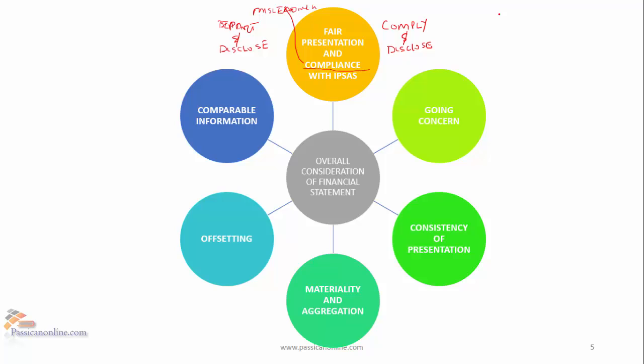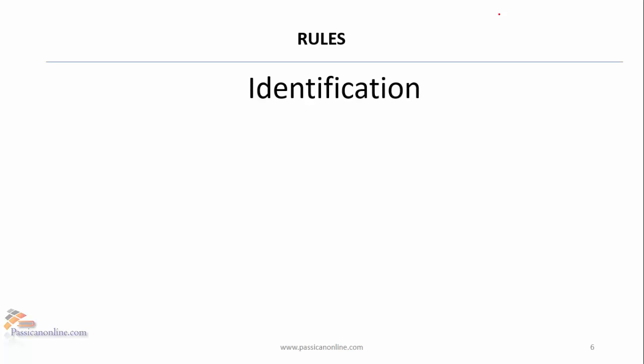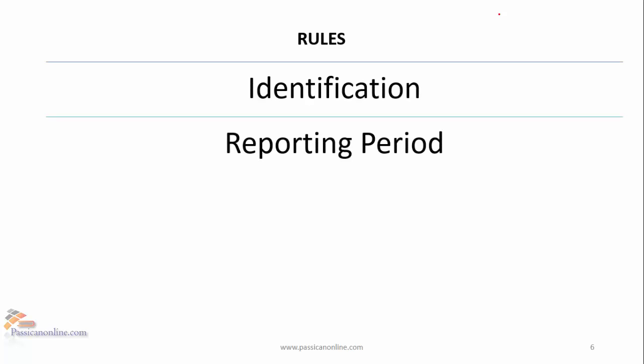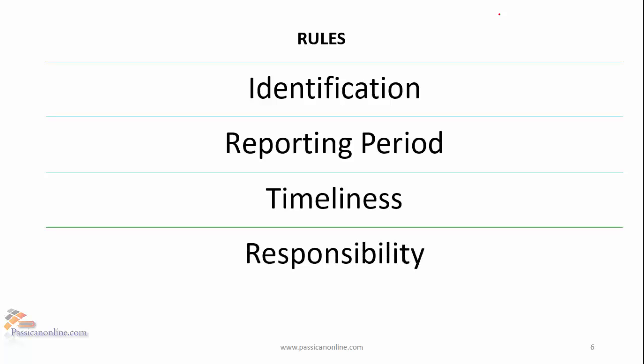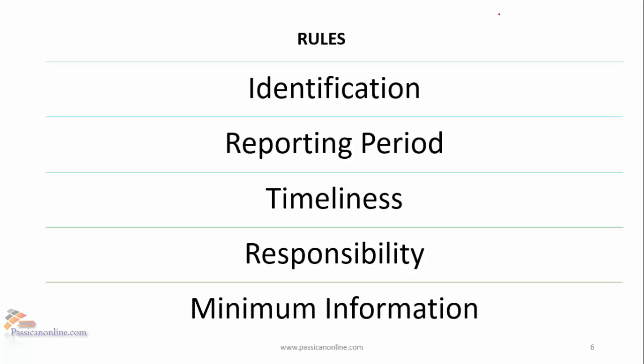Now, let's look at the rules as set out by IPSAS 1. What are the rules? 1, the rules relating to identification of financial statements, the rules relating to the reporting period of financial statements, the rules relating to the timeliness of financial statements, the rules relating to responsibility for financial statements, and the rules relating to the minimum information that should be contained in any financial statements. Now, let's start with the issue related to identification of financial statements. IPSAS 1 states that financial statements shall be identified clearly and distinguished from other information in the same document.